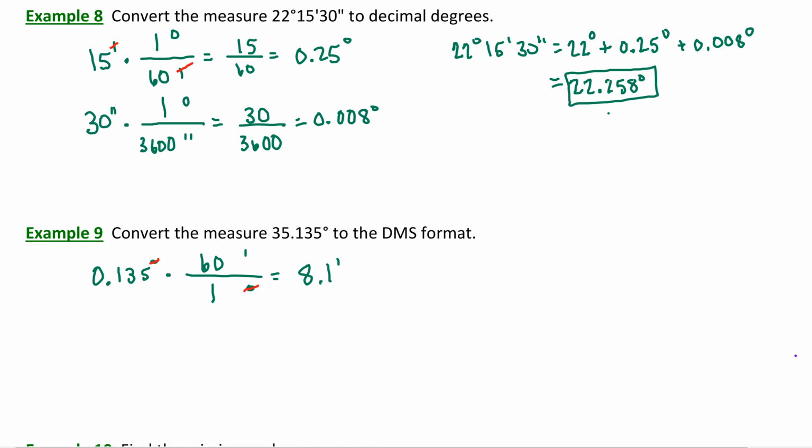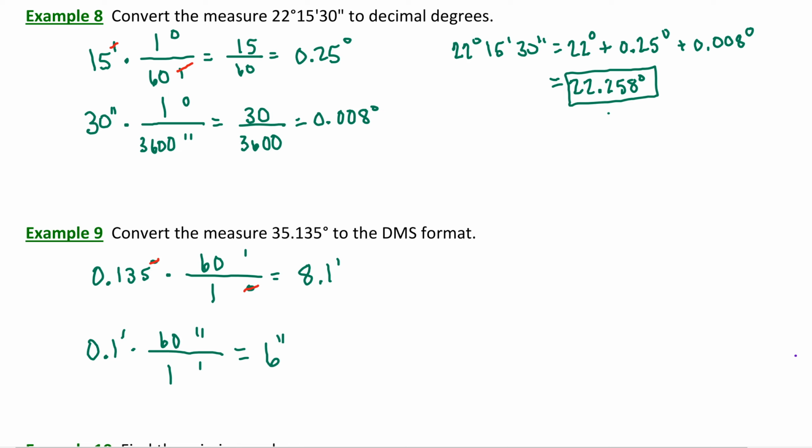So notice we have a fraction of a minute. We have 0.1 minutes. We want to go ahead and convert that to seconds. So we're going to take the 0.1 minute and convert it to seconds, so we want to end up with seconds. We're going to cancel the minutes in the denominator. Remember, in 1 minute, there are 60 seconds. So 0.1 times 60 gives us 6 seconds.